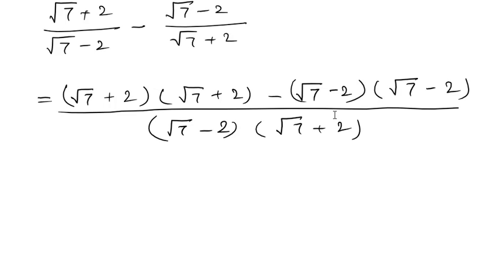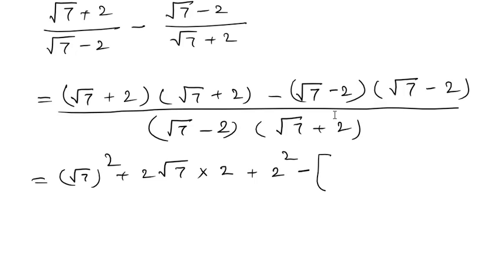Right. So here you have (a plus b) the whole square. So (a plus b) the whole square is a square, that is root 7 square, plus 2 into ab, that is 2 into root 7 into 2, plus 2 the whole square. Now we have minus, so I will write minus, then take a bracket, and here (root 7 minus 2) the whole square, (a minus b) the whole square is a square minus 2ab plus b square. So here root 7 square, I will get 7 plus 2 to the 4, so it is 4 root 7.